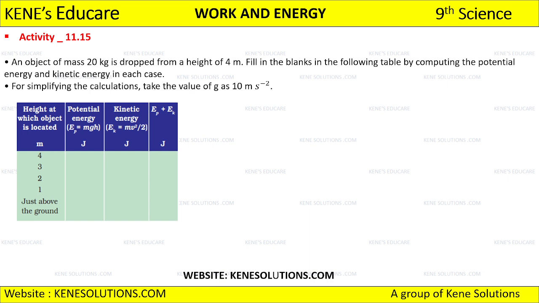So now we have this activity over here. An object of mass 20 kg is dropped from a height of 4 meter. Fill in the blanks in the following table by computing the potential energy and kinetic energy in each case. What are you going to do? You're going to compute the potential and kinetic energy in each case. So for simplifying the calculation, take the value of g as 10 meter per second square.